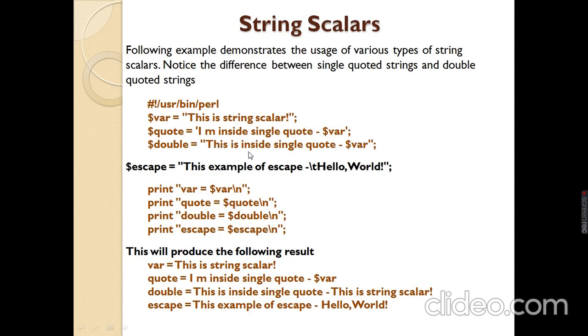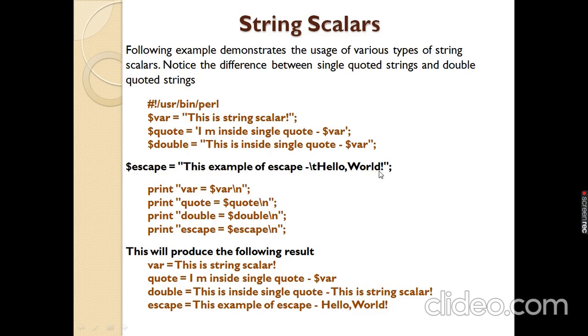And also dollar symbol VAR, so it is in double quote, right? So hence this VAR value, that is, this string scalar, is going to print here. And what we are doing here, you can see we are using the fourth statement as print escape equals to, as usual, thereafter dollar symbol escape. Now what we have written here in the escape, this is an example of escape: \t hello comma world.